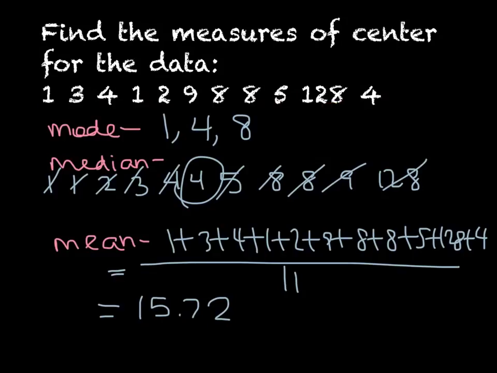What happened was that the mean was strongly influenced by the presence of the outlier, 128, while the median was not. So in this case, the median was a more robust measure of center because it was not influenced by the outlier. And if we were to report the data, we would want to use the median to summarize it.